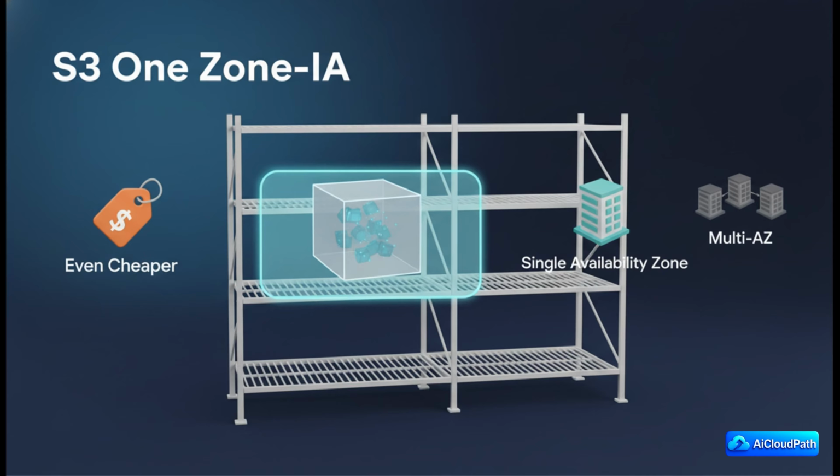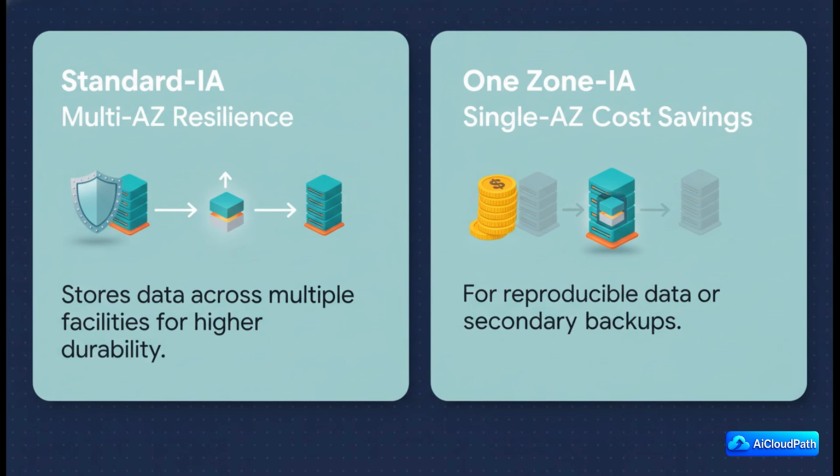Think of it as a special compartment in your pantry. It's cheaper, but, and this is a big but, it comes with one important catch. It only stores your data in a single availability zone. And this slide just lays out that key difference perfectly. Standard IA gives you that high durability by spreading your data across multiple availability zones. One Zone IA, on the other hand, trades that resilience for a lower price point. This makes it a fantastic choice for things like secondary backup copies or for data that you could easily recreate if you had to.